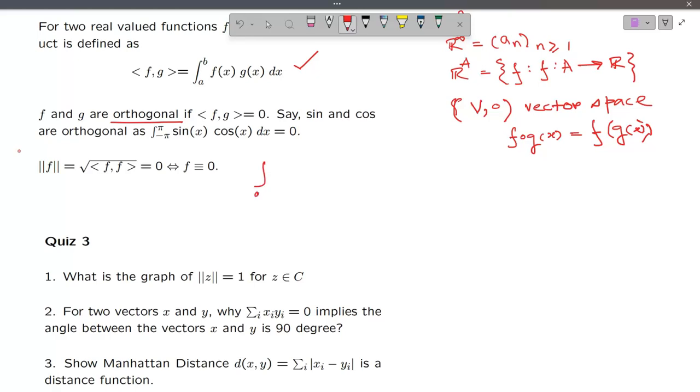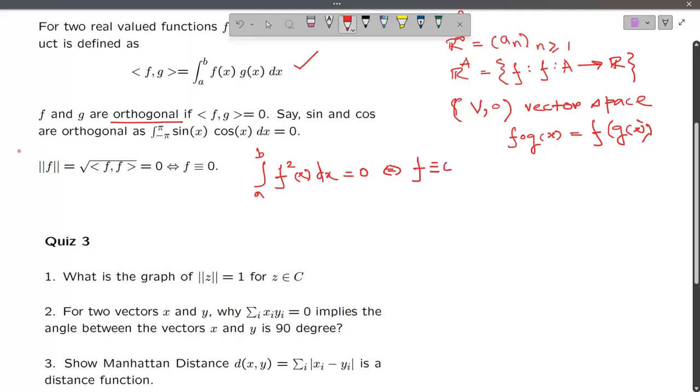The integral from a to b of f squared x dx equals 0 if and only if f equals 0. We have a square, so each term is non-negative. So when we are integrating a non-negative function and the integral is 0, that means f is identically equal to 0.